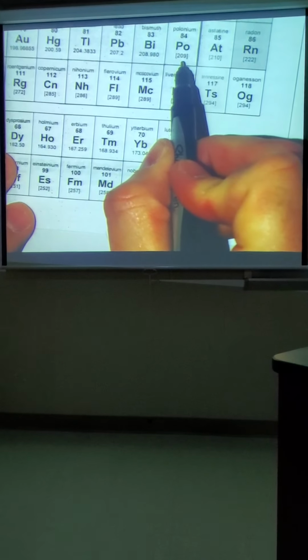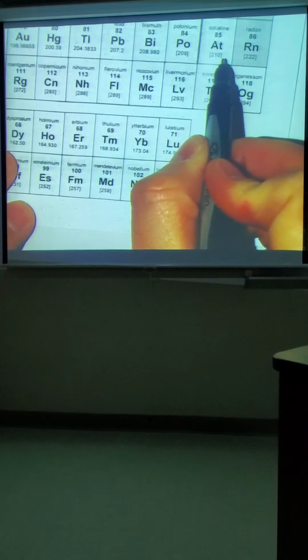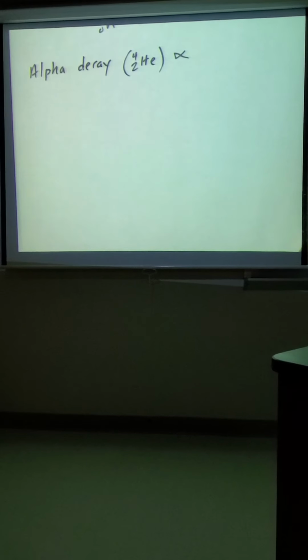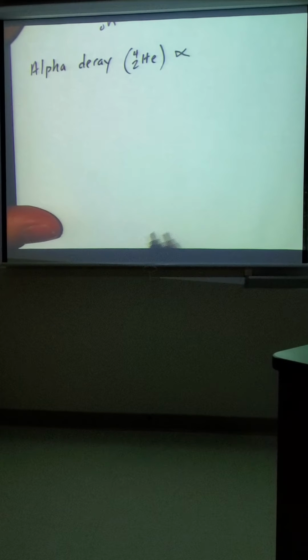An easy way to see radioactivity on the periodic table is look at the weights. The weights that have brackets or parentheses, those are radioactive elements. And that tends to be after 83 for most. So here, a good example is uranium.